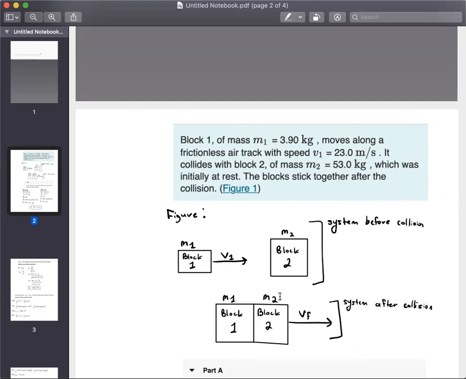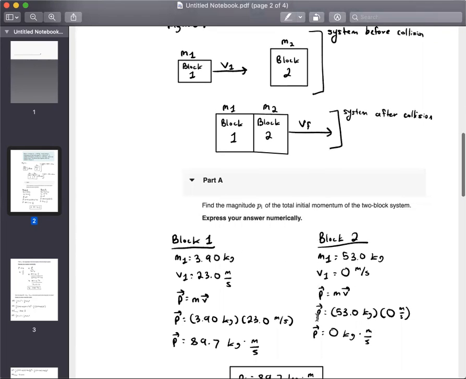The total mass of the system now is mass 1 plus mass 2, and the final velocity is the combined velocity of the entire system. Part A is asking to find the magnitude of the total initial momentum of the two block system. So what I did to solve this problem was set up a system that represents the two blocks within it.